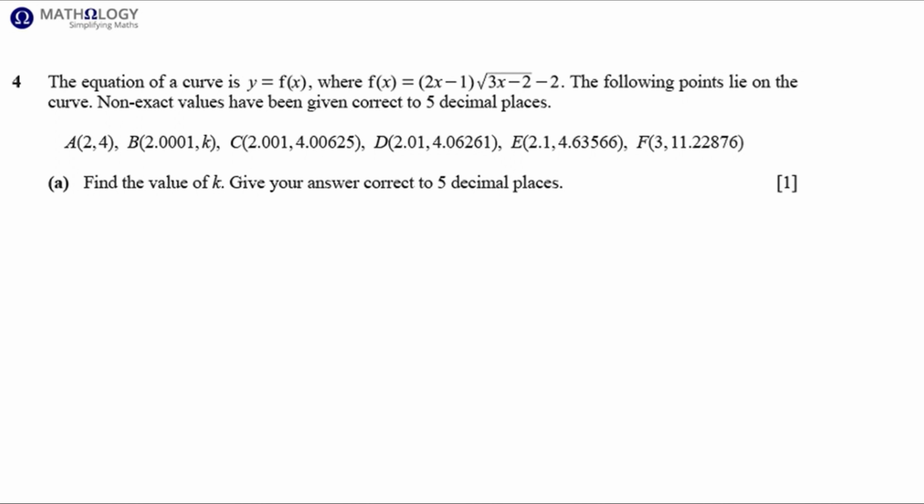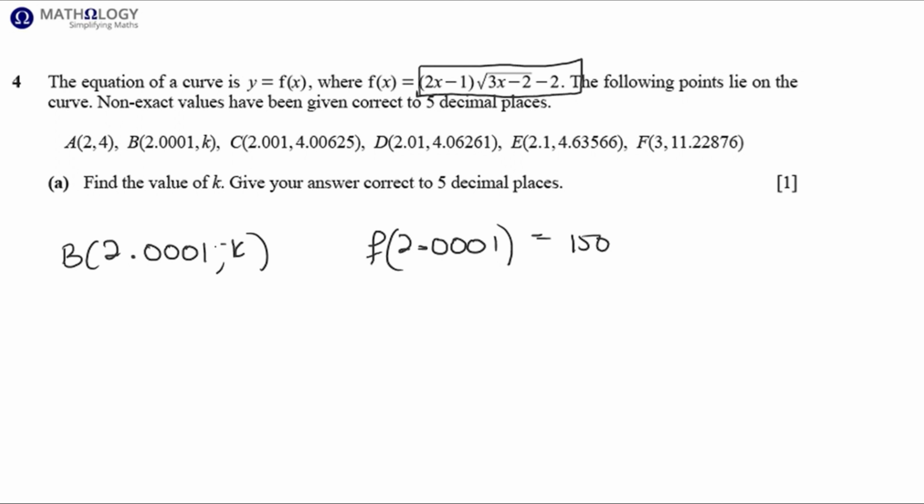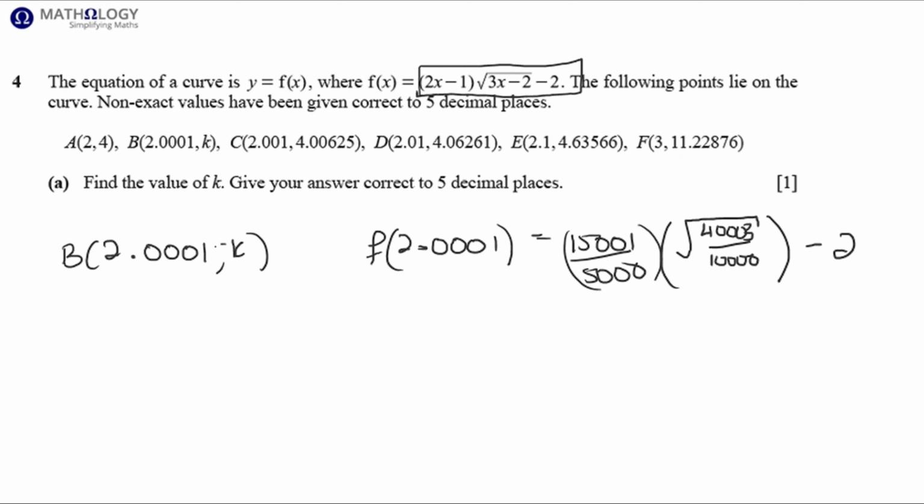Okay, so to find the value of k, we're simply going to substitute point B into the function f of x. So we're going to evaluate f of 2.0001, which equals 0.00063. This is the value of k.